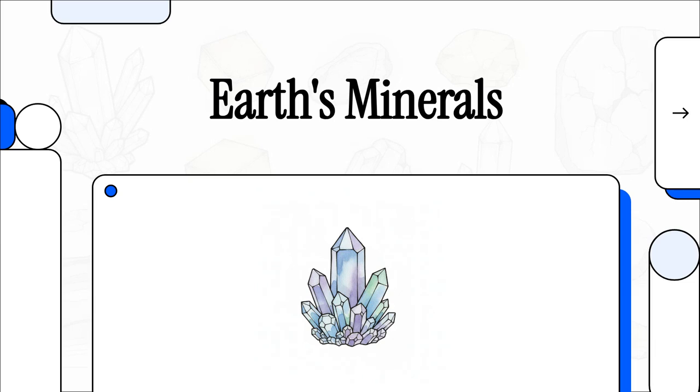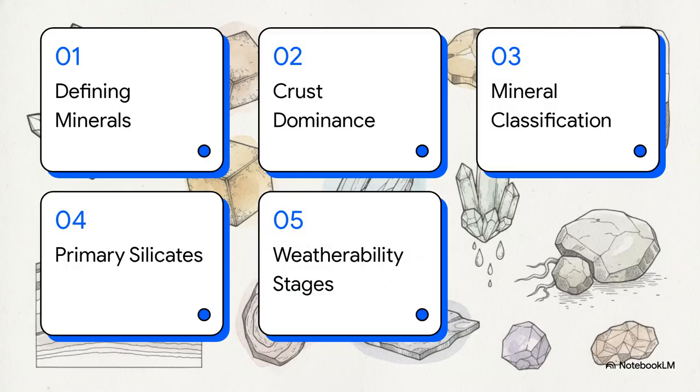All right, let's jump right into this explainer. Today, we're going to be breaking down the fundamental building blocks of our planet, and we're doing it by looking strictly at some absolutely fascinating lecture notes covering primary and secondary minerals. We're going to see what Earth is actually made of, straight from the source. Here is our roadmap for today.